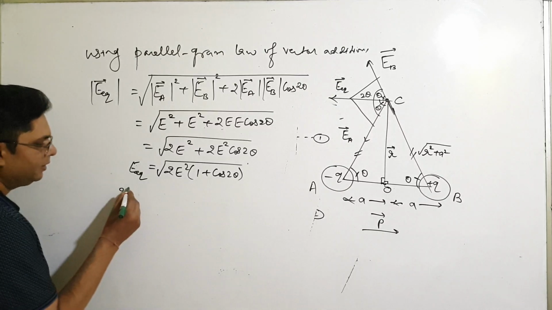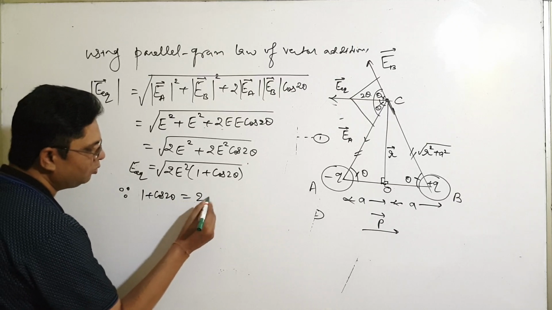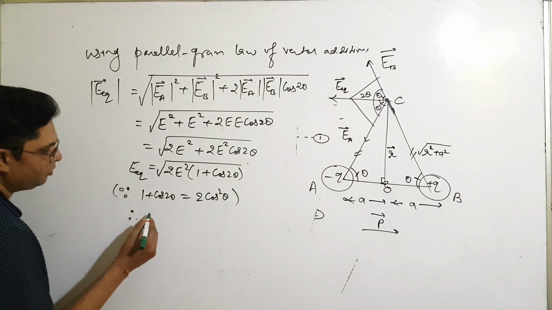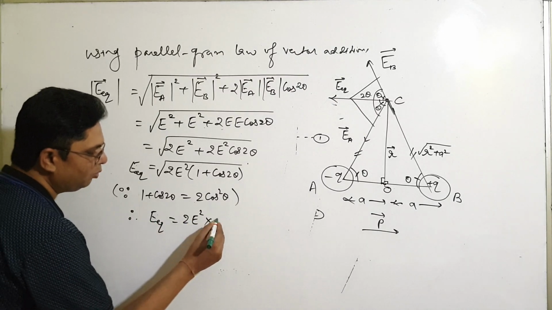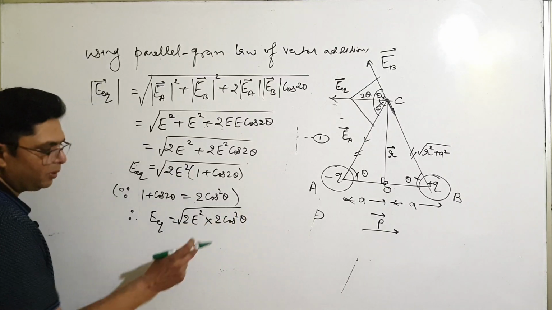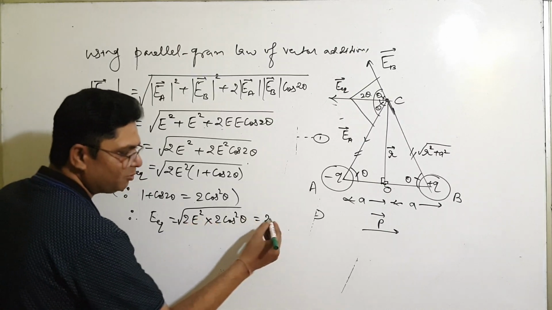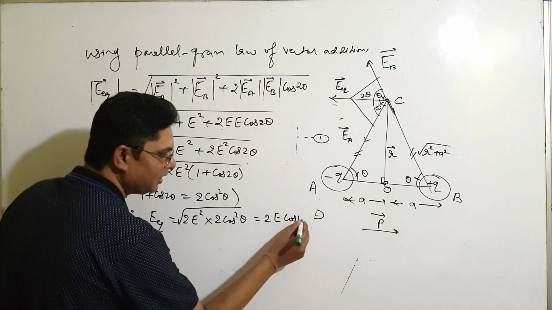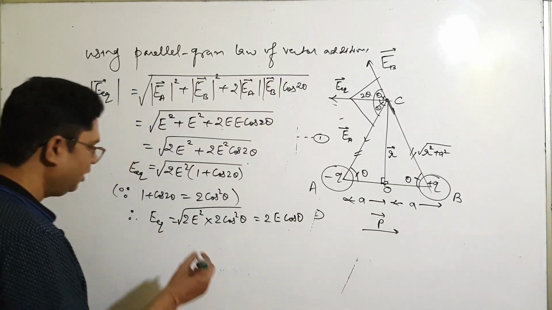Now you know that 1 plus cos 2 theta is equal to 2 cos square theta. So therefore you can write E equatorial equals 2E square into 2 cos square theta, under root. From here, the 2 is taken out, from E square, E is taken out, and from cos square theta, cos theta is taken out. So E equatorial equals 2E cos theta.